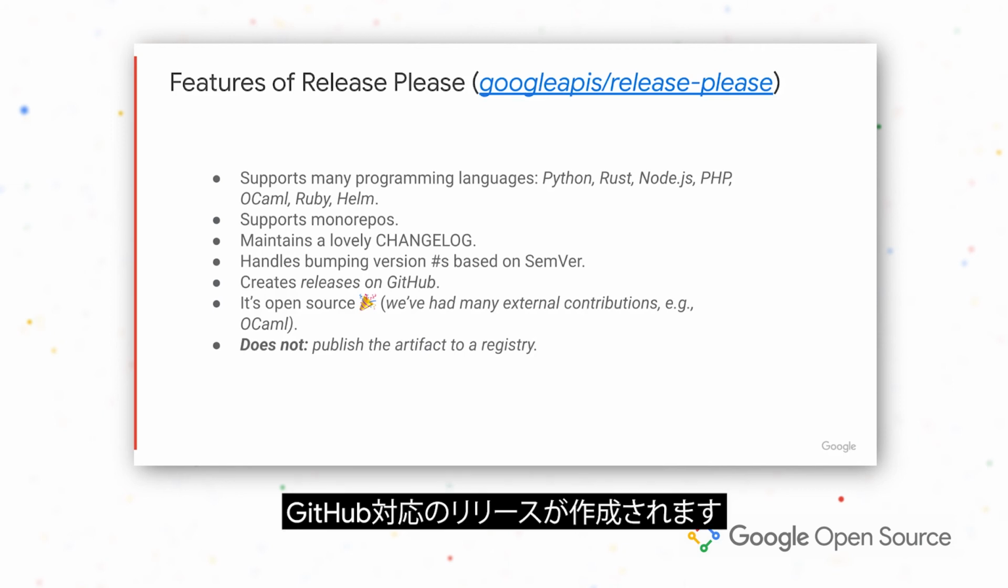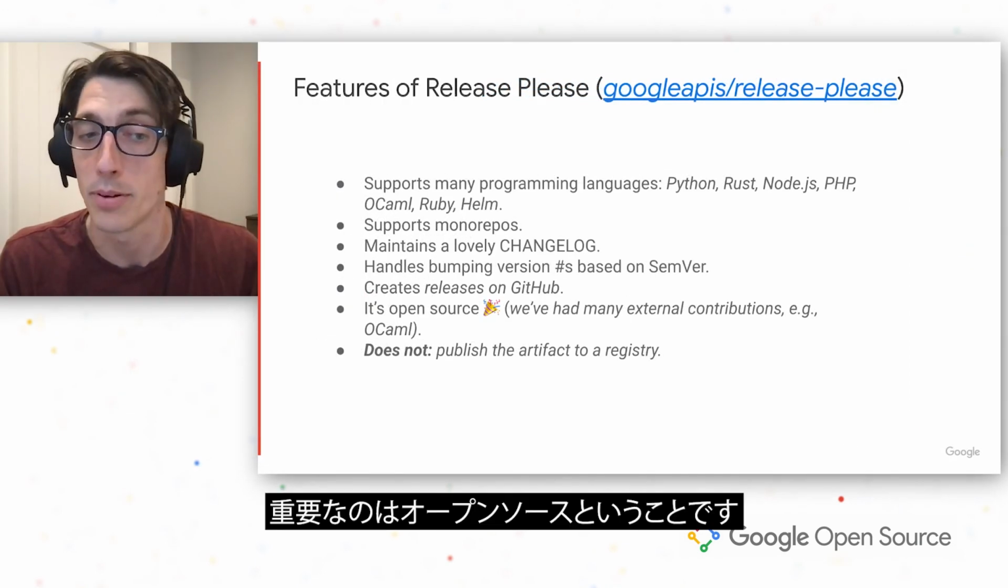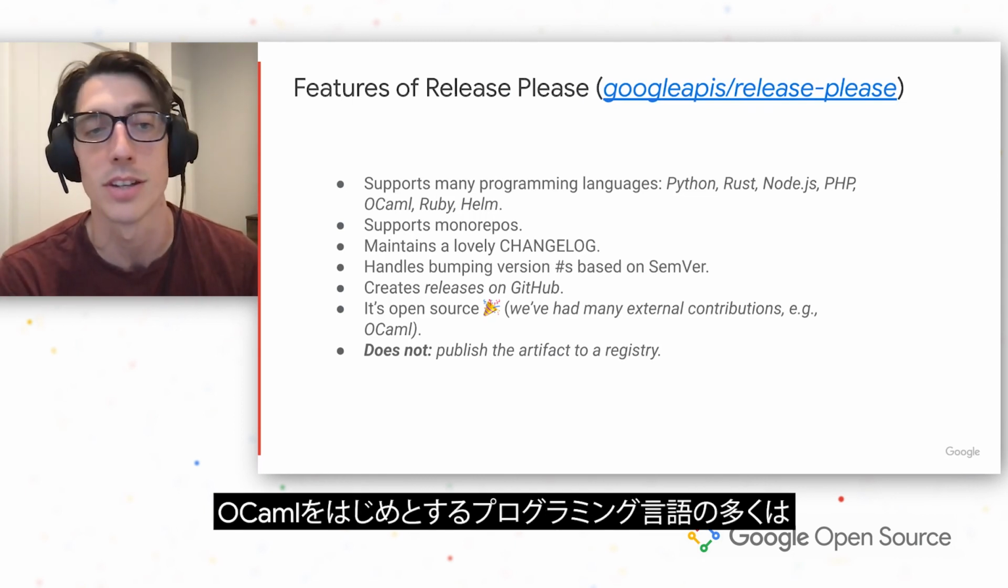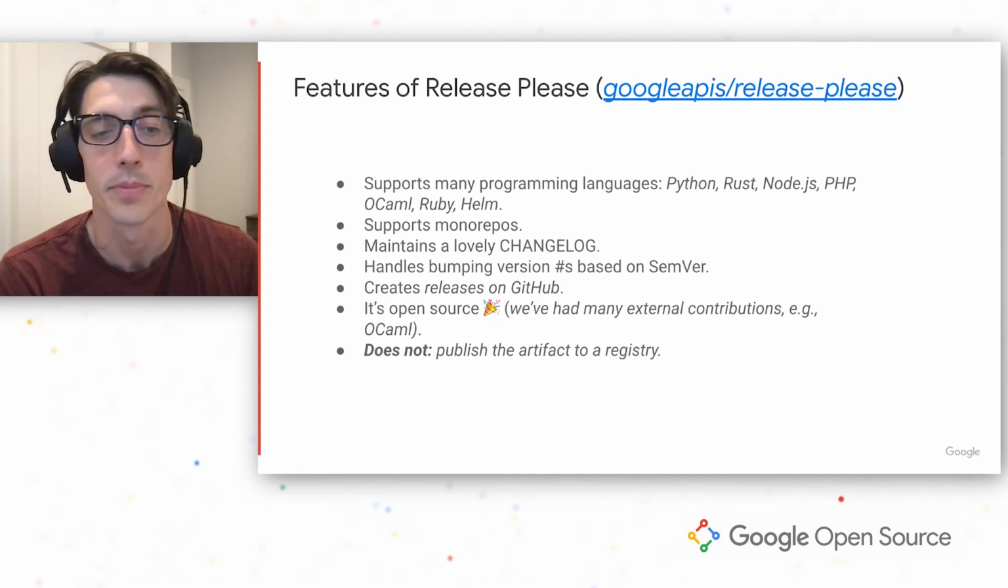It creates the corresponding release on GitHub. So this is just the idea that you create a tag on GitHub and it has something similar to your changelog attached to it. Perhaps most importantly, it's open source. Many of these languages, such as OCaml, were actually contributed to us by external contributors.